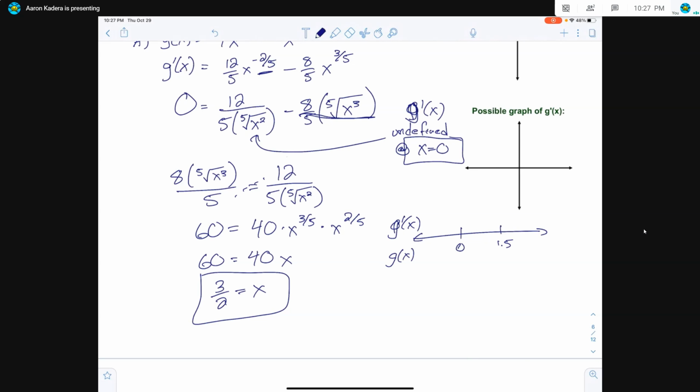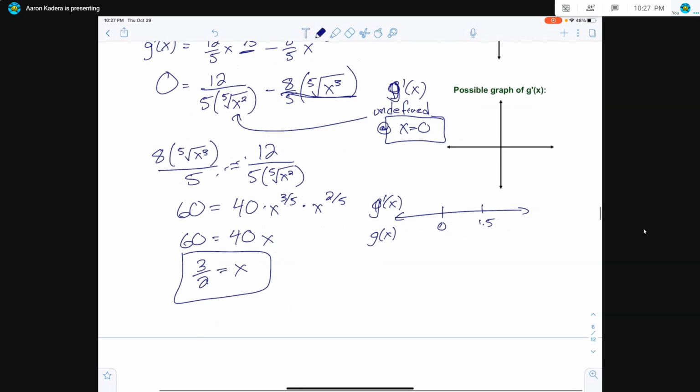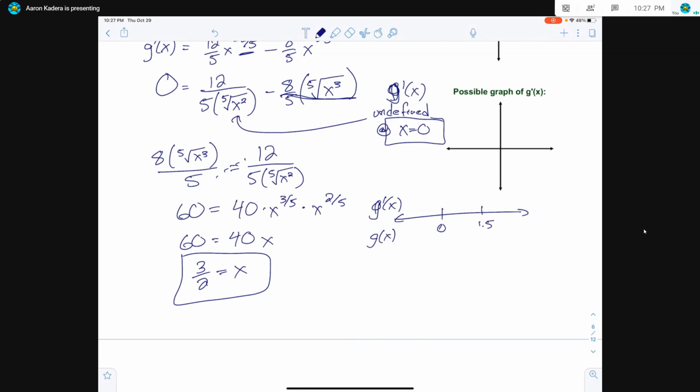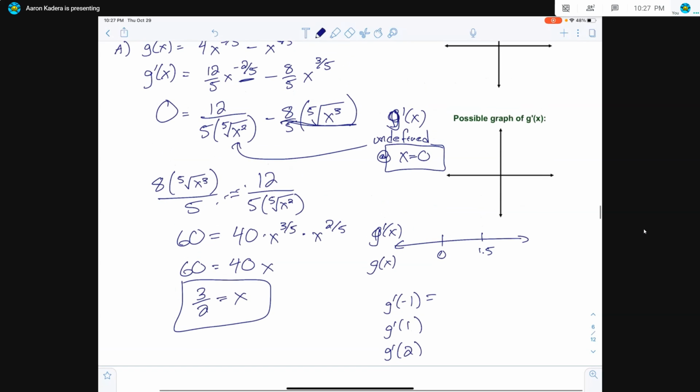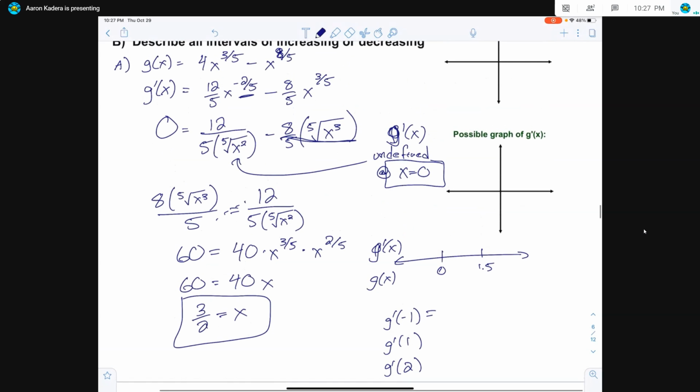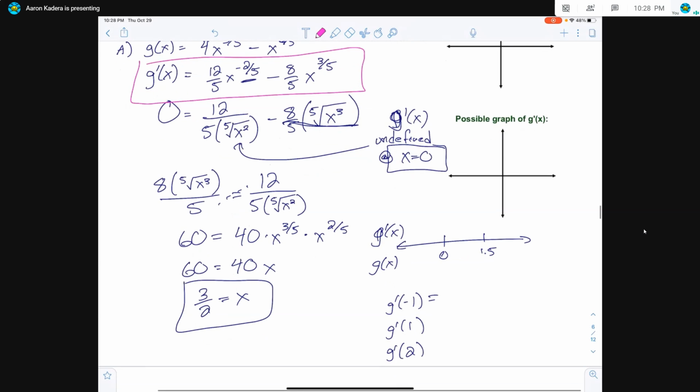And I'm going to examine what happens when I plug in a number less than 0. So we'll do g prime of -1. Something in between 0 and 1.5. I suppose that 1 would work quite well for that. And something larger than 1.5. So g prime of, let's say, 2. And we'll figure out which each one of these are. Which version of g prime do I want to use? Probably this guy up here. We'll see how this works.